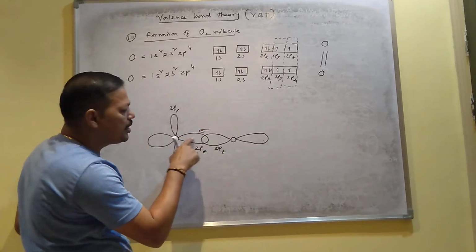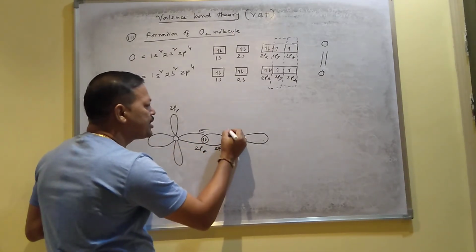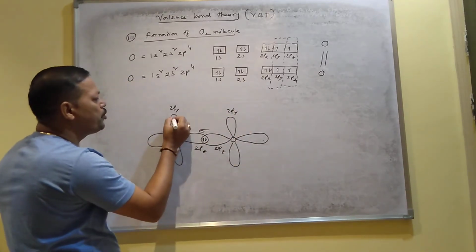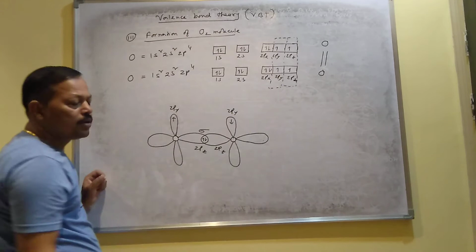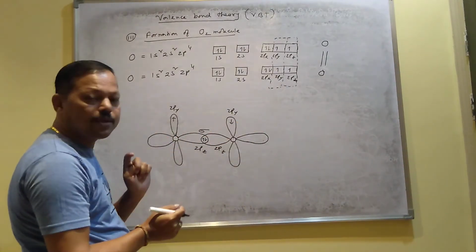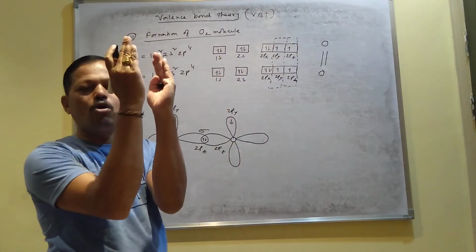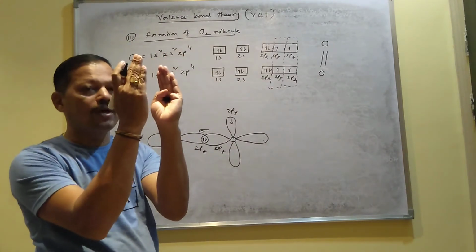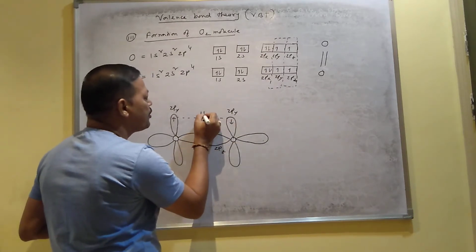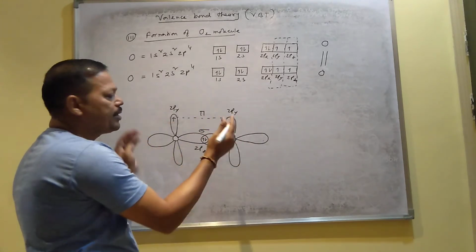This 2pz contains one electron. This 2pz contains one electron. Here you will get two electrons. Similarly, this is the 2py of another oxygen. As you know, 2py also has one electron. So when this 2pz undergoes head-on overlap producing sigma bond, then these 2py, they are parallelly present. They also undergo overlap, and that overlap is called sidewise overlap or lateral overlap, and that is why they will form a pi bond.